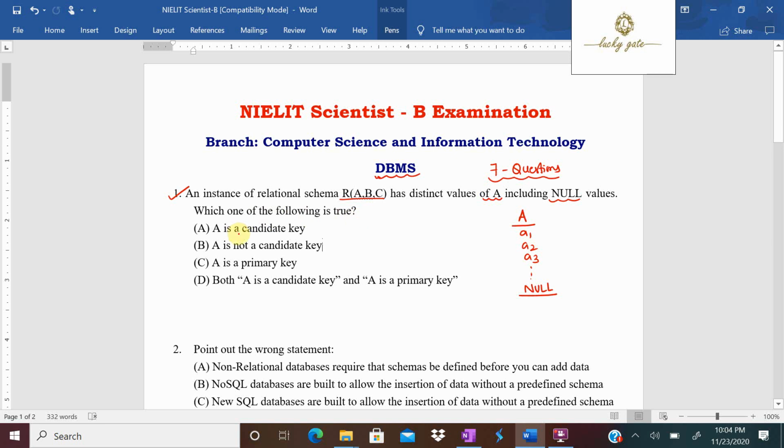Option A: A is a candidate key. Is it possible for A to be a key? If it is to be a key, null should not be possible, but it is given that null values are there. That's why option A is incorrect. A is not a candidate key. Option B: A is not a candidate key. Yes, true. Option C: A is the primary key. Option C is wrong, because a primary key should not have null values. Option D: both A is a candidate key and A is the primary key. Both are incorrect. So the answer for this question is option B.